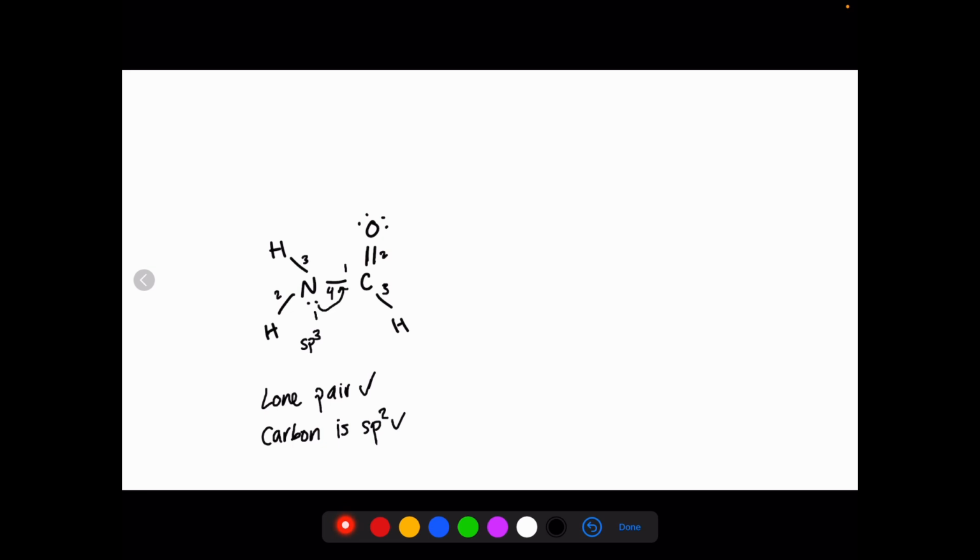So I'm going to move the lone pair to the bond between the nitrogen and the carbon, and then push out the pi bond the carbon has with the oxygen onto that oxygen. So the resonance structure is going to look something like this. Now, the nitrogen has 3 regions of electron density, so it is in fact sp2 hybridized.